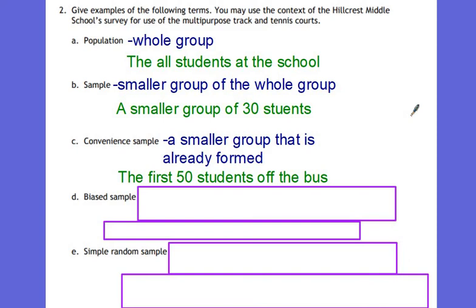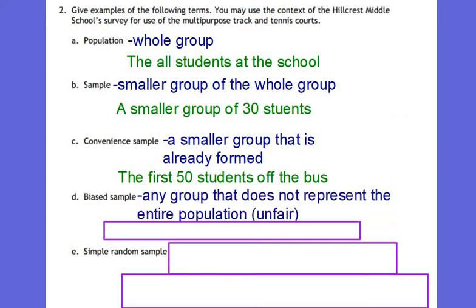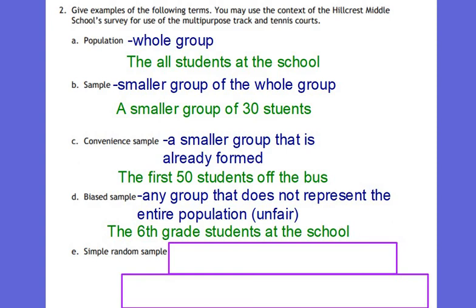Then you have biased sample. Well, biased, is it fair or unfair? Unfair. So unbiased would mean? Fair. So a biased sample is any group that does not represent the whole population. It's kind of unfair. Like if the president was just picked based on Louisiana's votes, well, then the rest of the United States didn't have their votes or opinions counted. Or if I just asked the sixth graders at the school? That would be tragic.